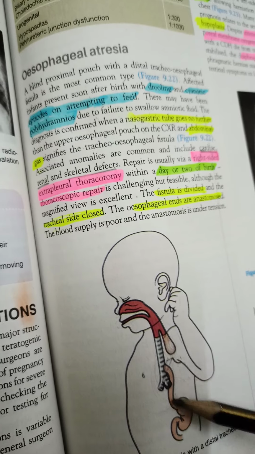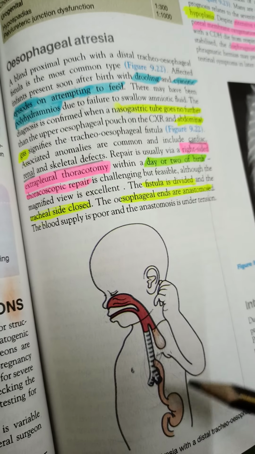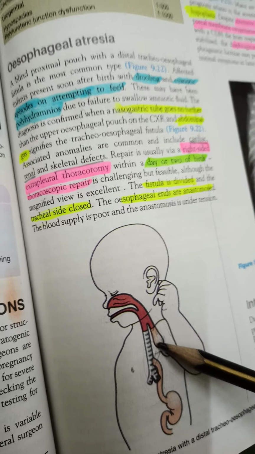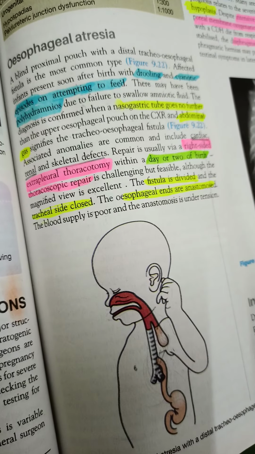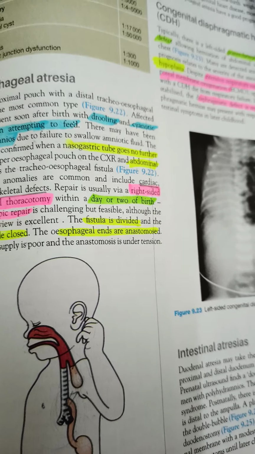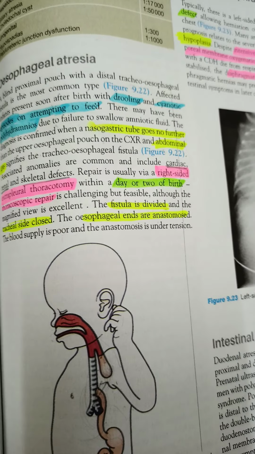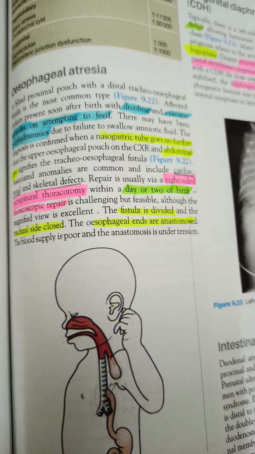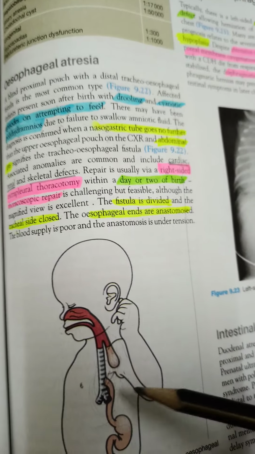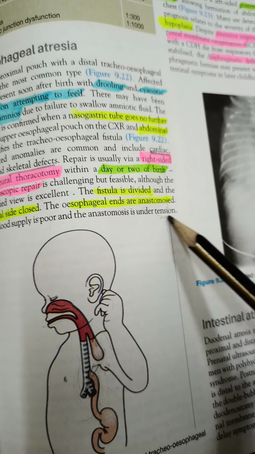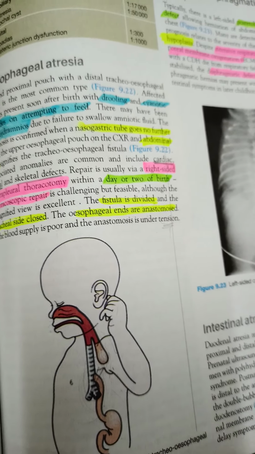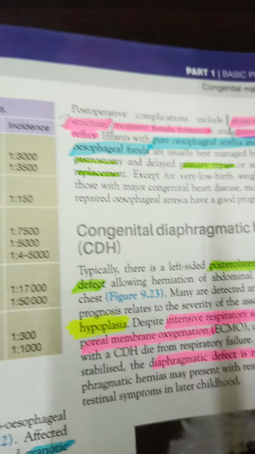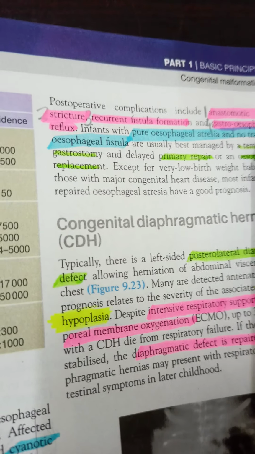Then what happens to this distal part? The esophageal ends are anastomosed. The distal part is anastomosed with the proximal part. As the esophagus has a poor blood supply, you can always have ischemia as well as necrosis, resulting in a leak. So usually this anastomosis is under tension, and because the esophagus has a poor blood supply, you can have some of the complications which are mentioned here, such as anastomotic leak.